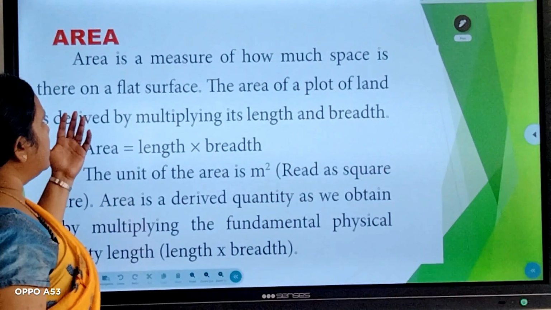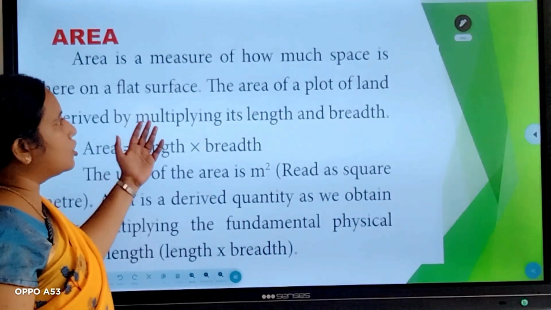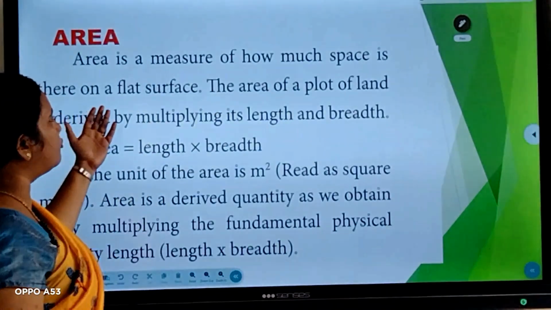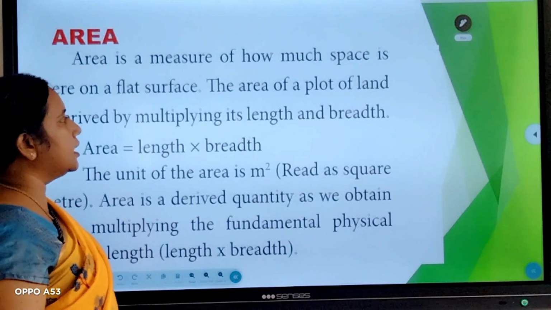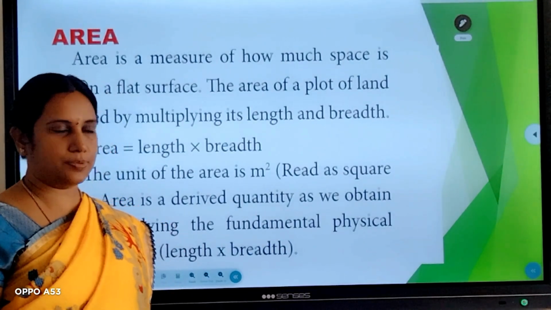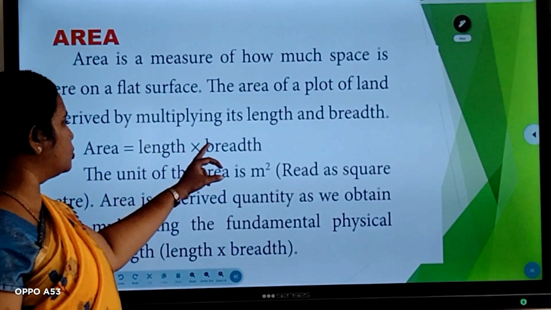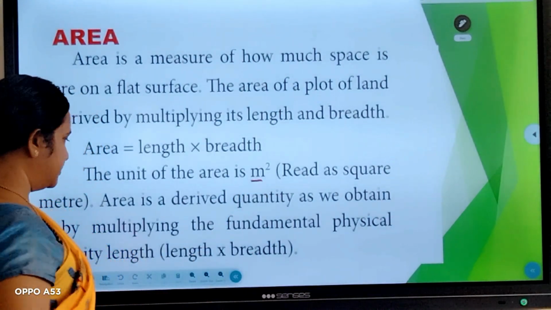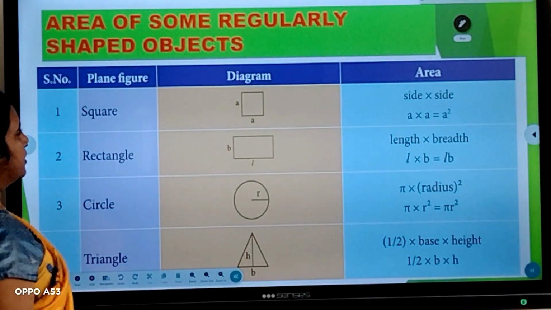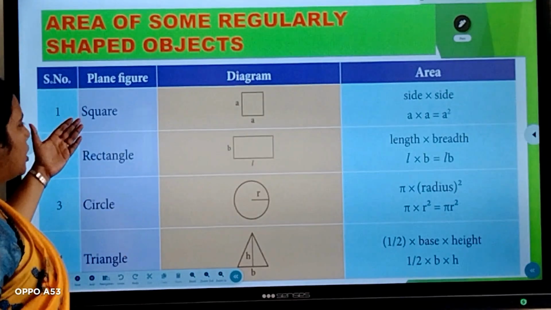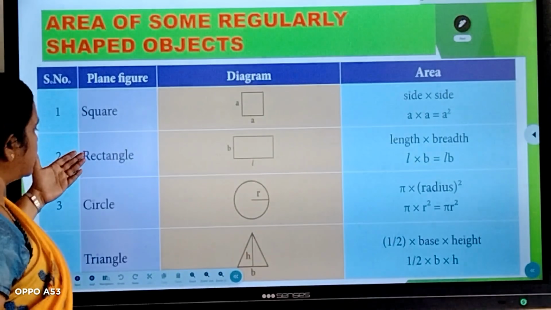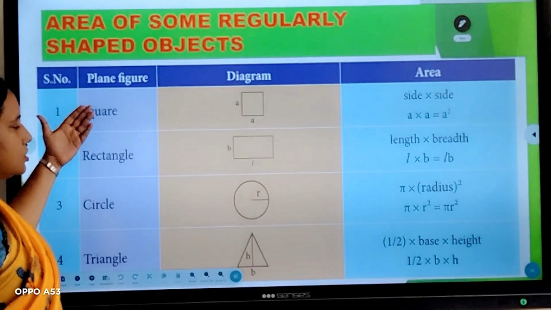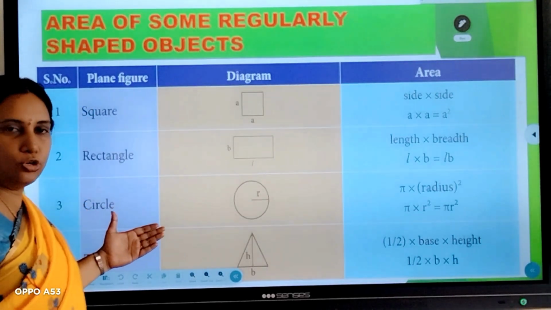Now we can go to the area. So area is a measure of how much space is there on a flat surface. So we can find area for the 2D shapes. Formula of area is length into breadth and the unit of area is meter square. Okay children. Next, see, these are examples of the 2D shapes: square, rectangle, circle, triangle.